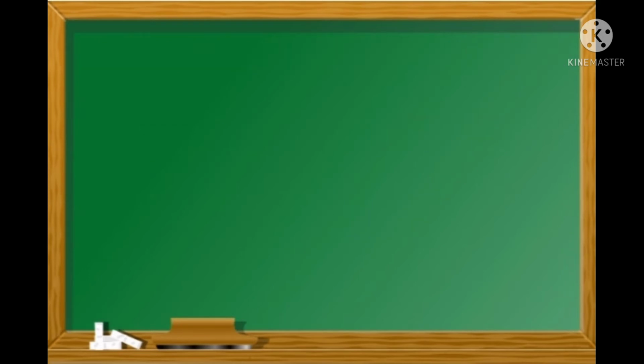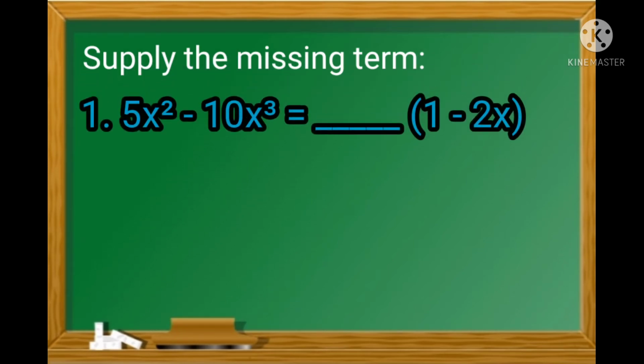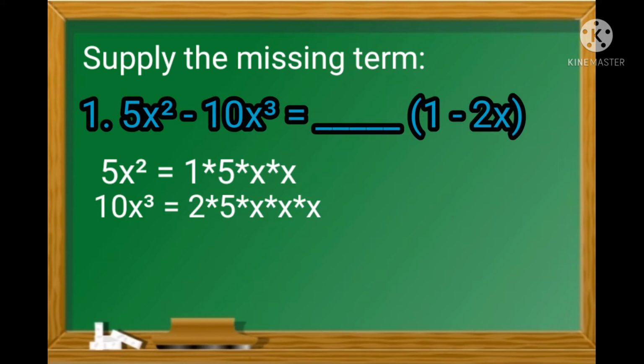Our next example is you're going to supply the missing term. Number 1, 5x squared minus 10x cubed is equal to blank times quantity 1 minus 2x. The missing term here is our GCF. To find the GCF of the given polynomial, we will factor 5x squared and 10x cubed.